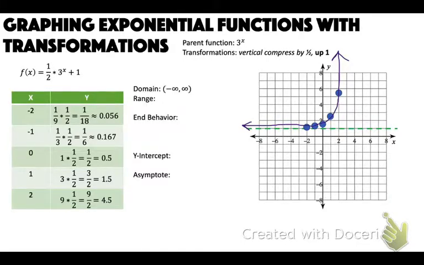Now the domain here is -infinity to infinity. The range is 1 to infinity. And behavior, as x goes to -infinity, f of x goes to 1. And as x goes to infinity, f of x goes to infinity.